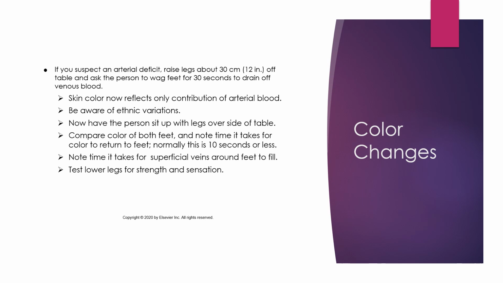If you suspect an arterial deficit, raise the legs about 30 centimeters or 12 inches off the table and ask the person to wag the feet for about 30 seconds to drain off venous blood. The skin color now reflects only the contribution of arterial blood. A light-skinned person's feet normally look a little pale but should still be pink. A dark-skinned person's sole should reveal no extreme color change. Marked elevational pallor indicates arterial insufficiency.